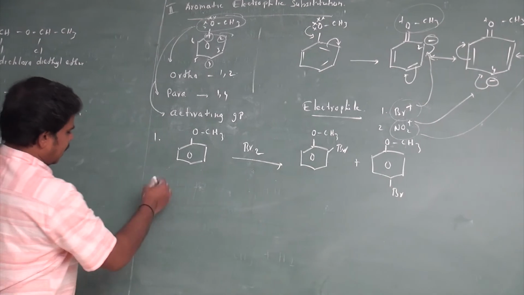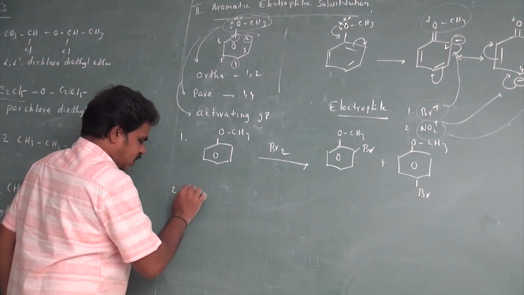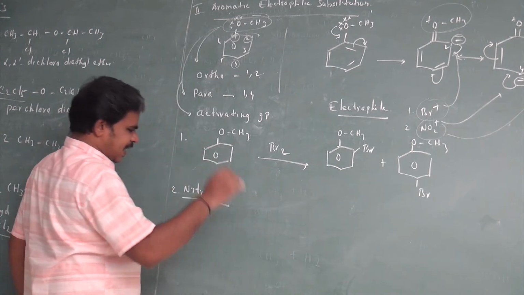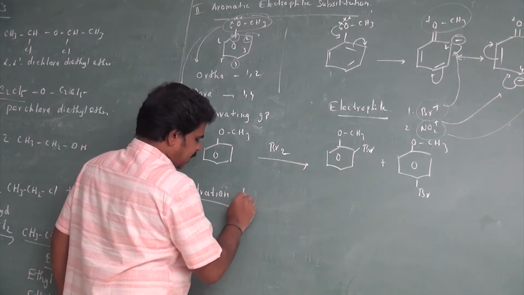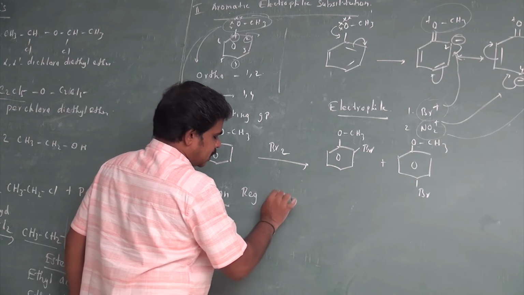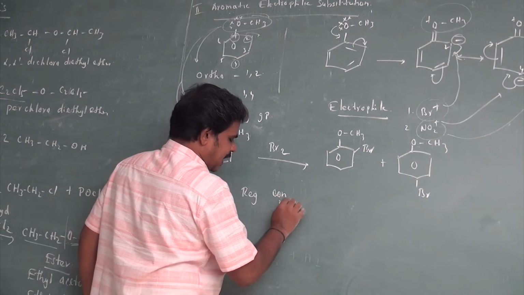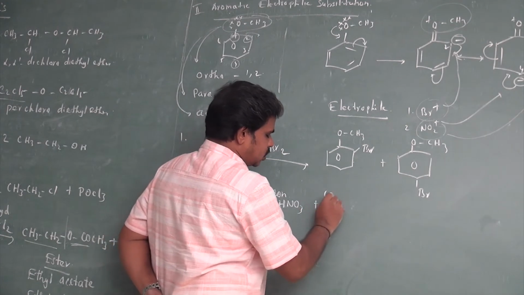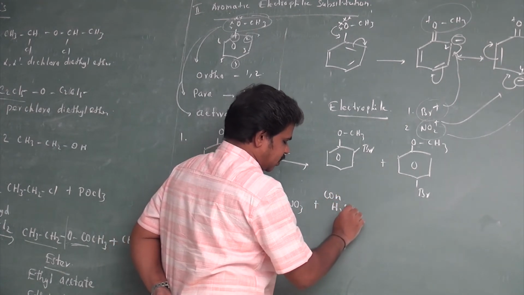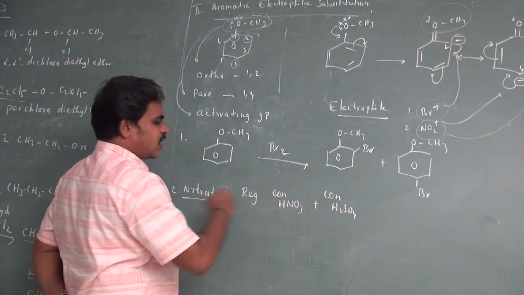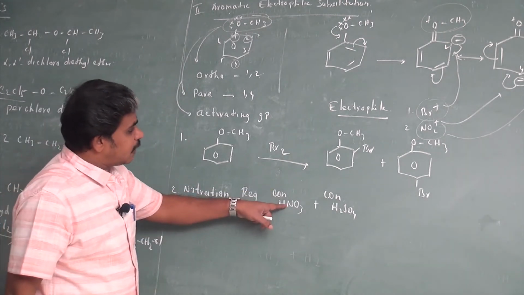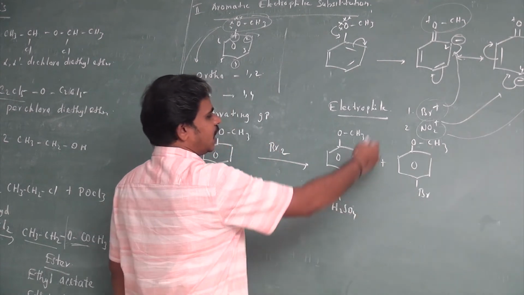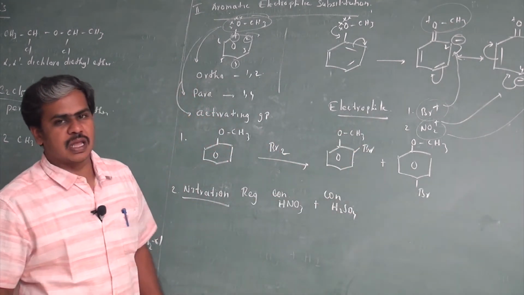The same way, the second one, nitration. What is nitration? Here we are taking the reagents, concentrated nitric acid and concentrated sulfuric acid. So, these are the nitrating agents. Then that will produce the electrophile, NO2 plus nitronium ion.